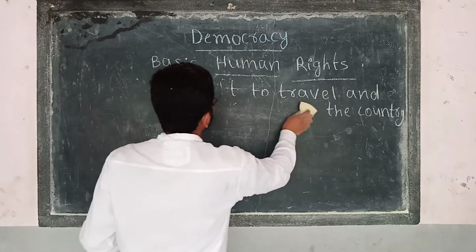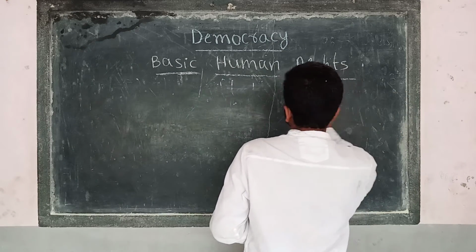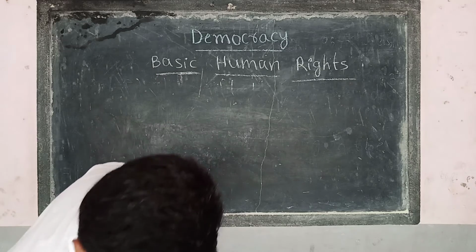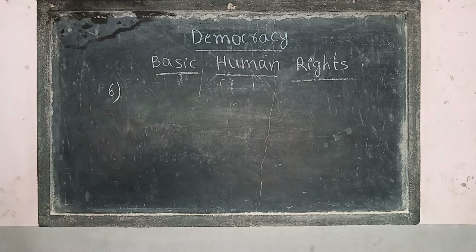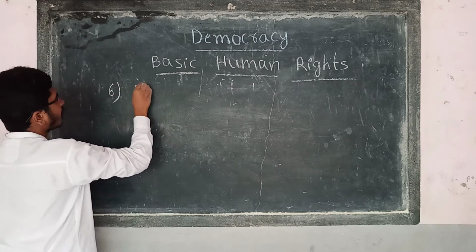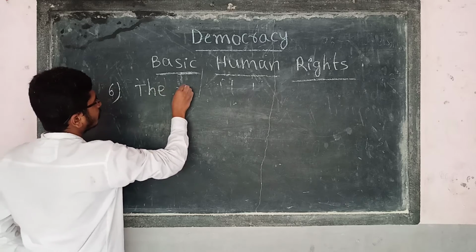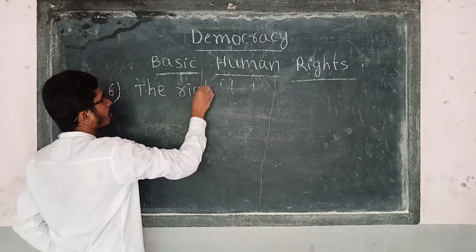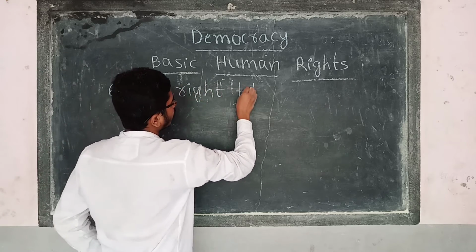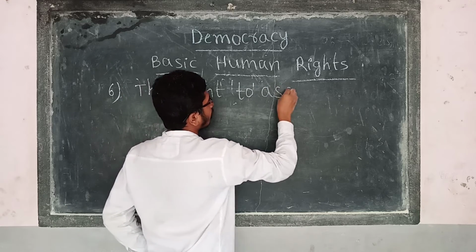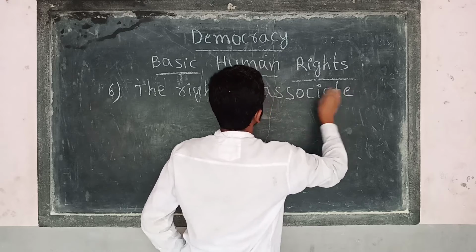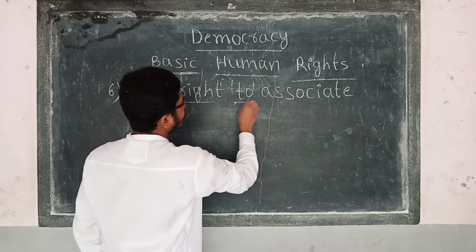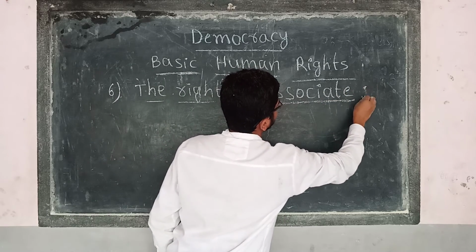So now, the fifth fundamental right is over. Now, the sixth fundamental right, sixth basic human right. Here you can write sixth basic human right: the right to associate. So what is this right to associate?